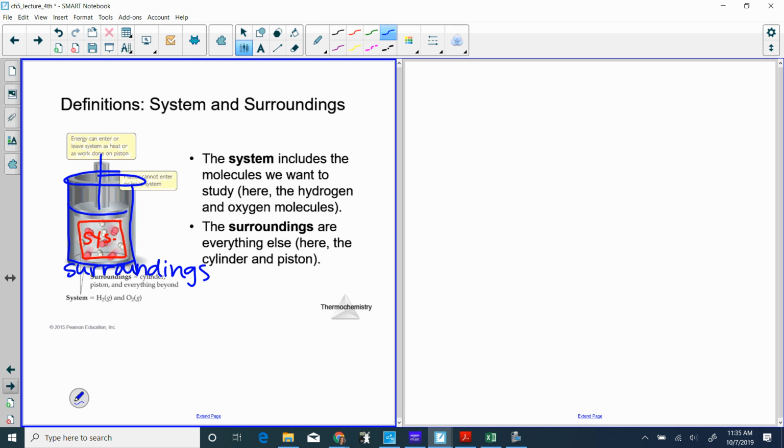So what I can say is the system did work on the surroundings because the system caused the surroundings to move, which means the system would have a negative work value. Could I do it the other way? Yeah. What if I push the piston down? Now the surroundings did work on the system.